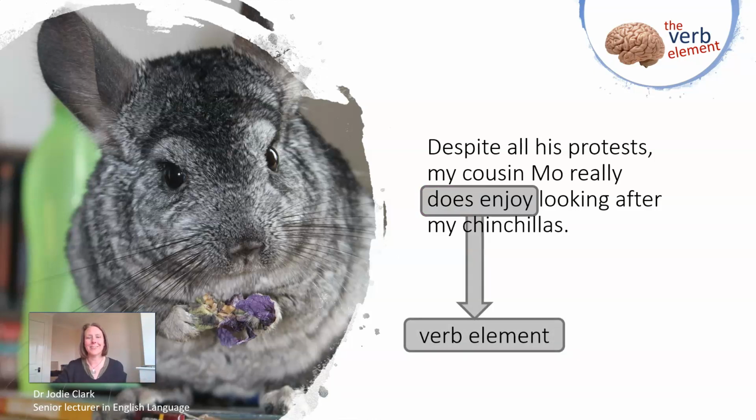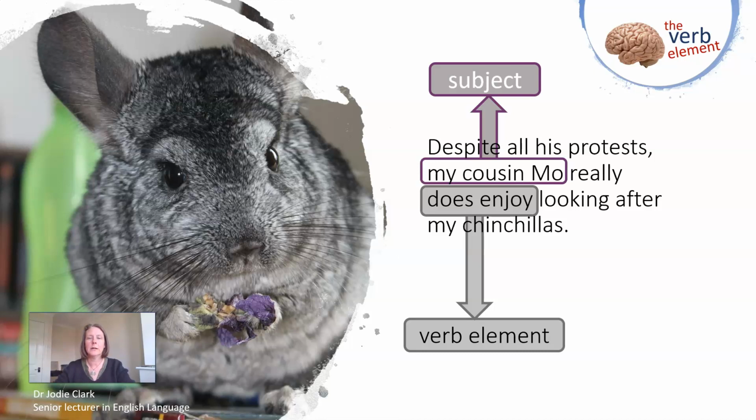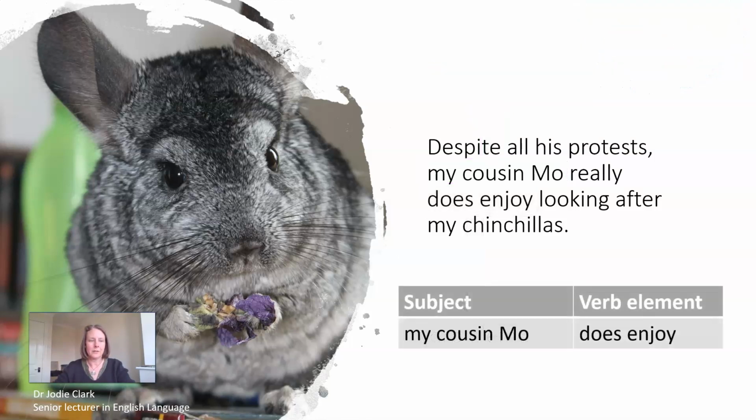Does enjoy. Okay, and then we can add our subject to that. We know the subject is my cousin Mo. Did that before. And then we've got our little chart. My cousin Mo does enjoy. And what you've done there is you've just isolated the most important parts of the clause. And if later you want to analyze more of that clause, the rest of it will just fall into place, promise.